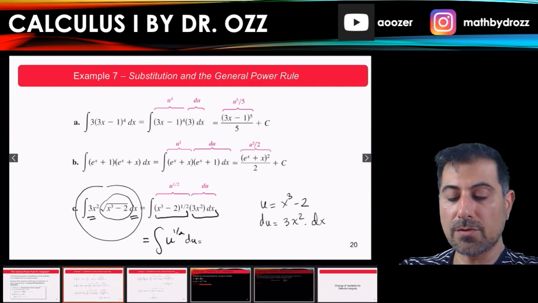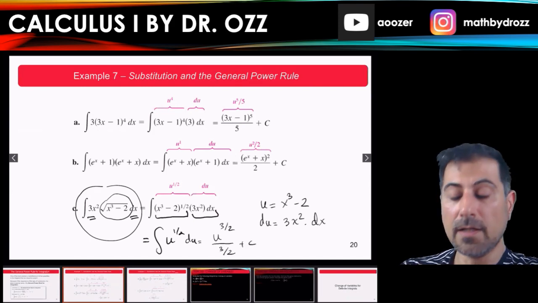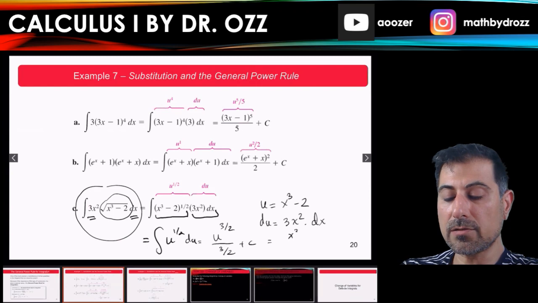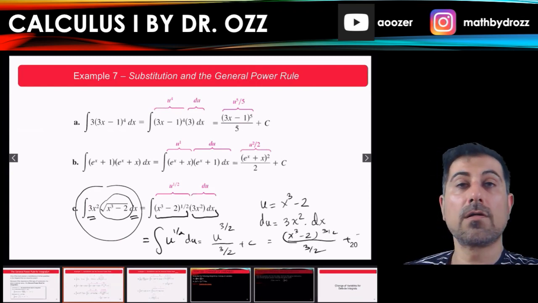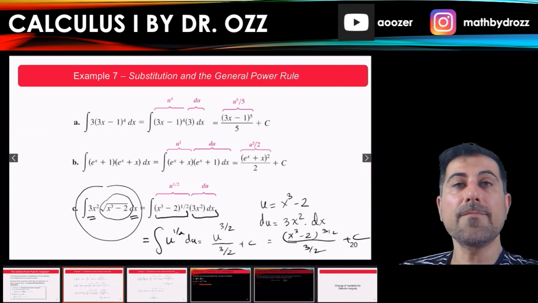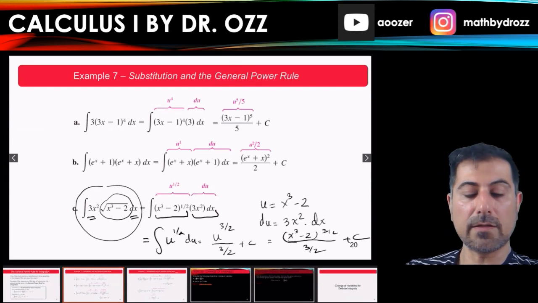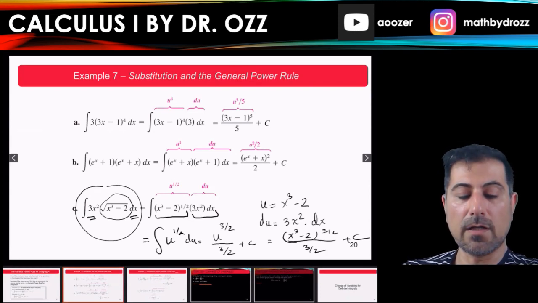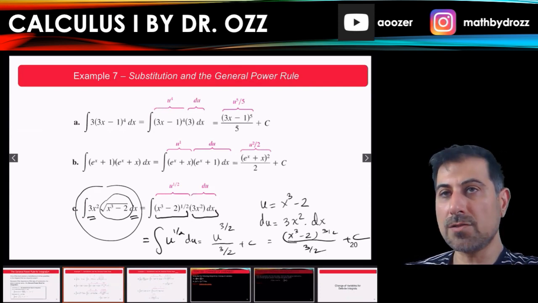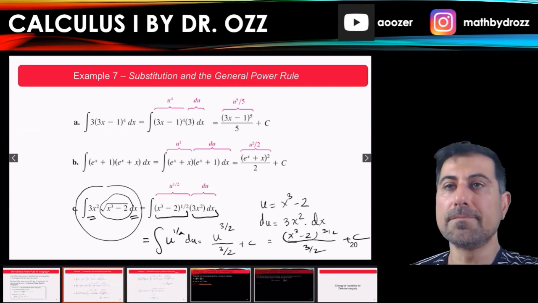That is u to the 3/2 divided by 3/2 plus c, and putting the u back here, you're done. Okay. So again, this is more obvious than part B, that the inner function in the square root is x cubed minus 2. That's exactly what I want to call u to be.